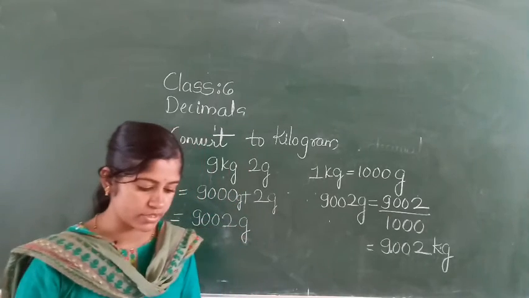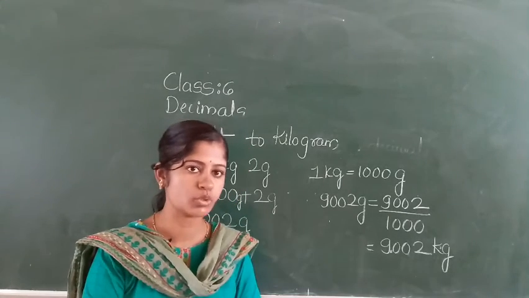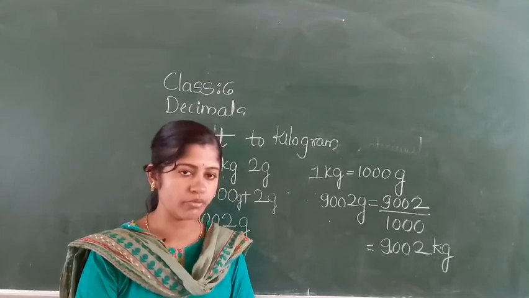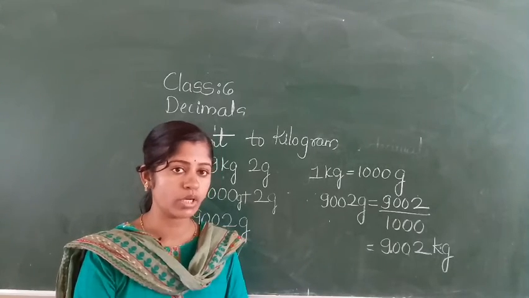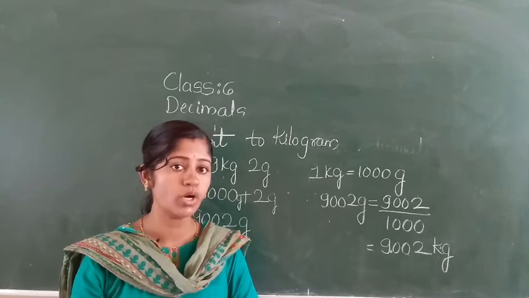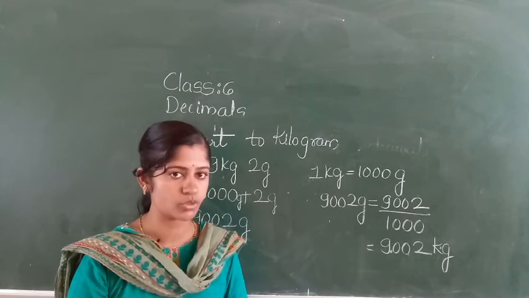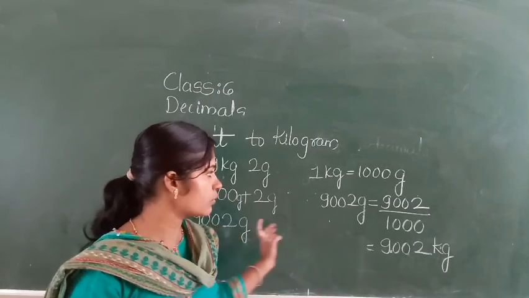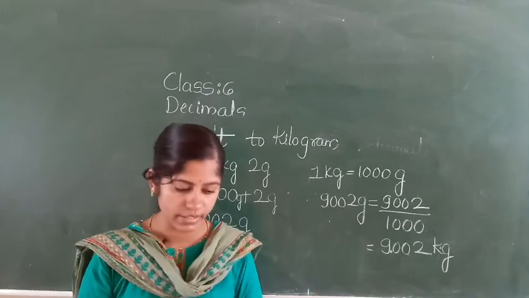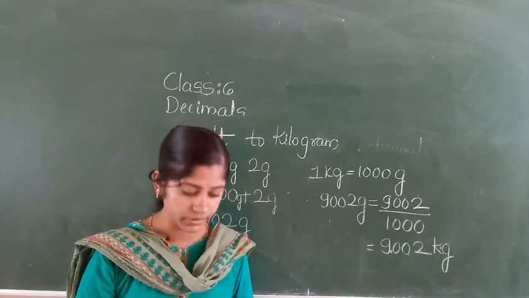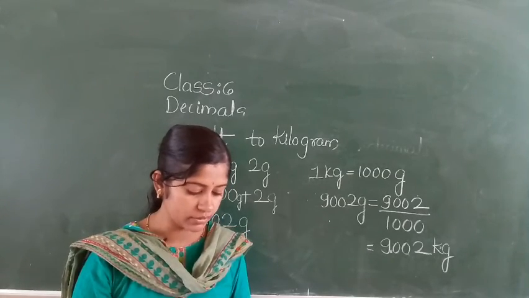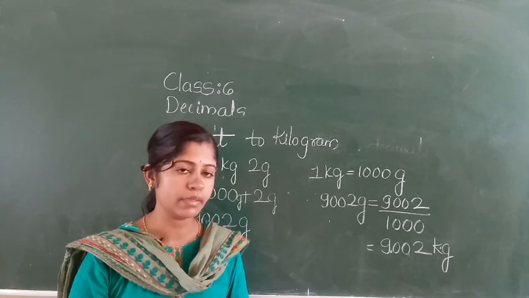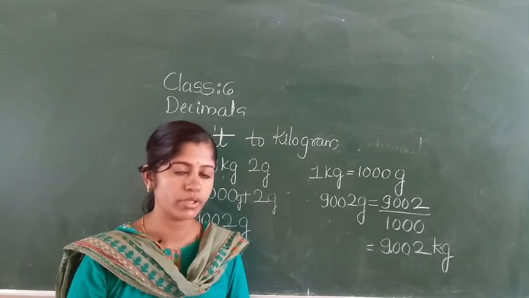Try to solve exercise 6.3. Here you must and should know the units, which unit we are using and how to convert. Means 1 kg is equal to how many grams, that you must and should know. If you know that, then you can solve these examples very easily. From exercise 6.3 I have solved 2 examples from one main. Remaining examples try to solve in your home.